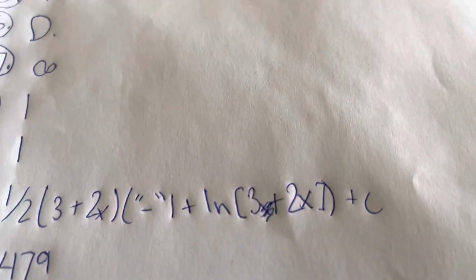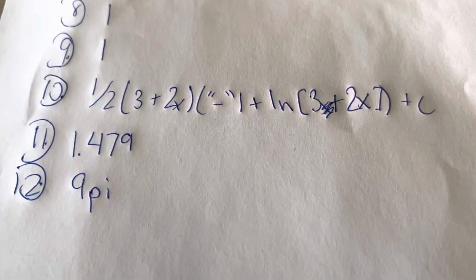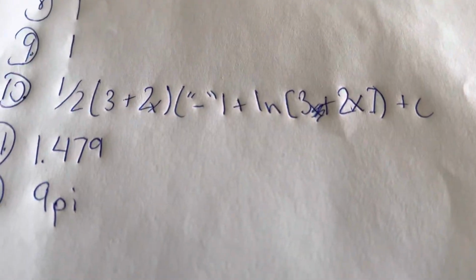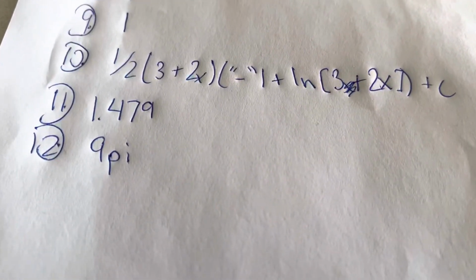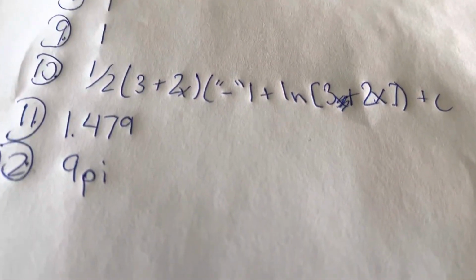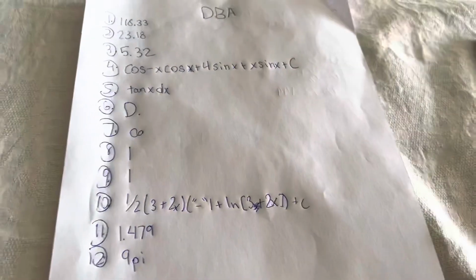And then in number 11, I did the exact same thing. For 11 and 12, I just put them into a graphing calculator, and I measured their heights, and that's basically what I did to get these answers.